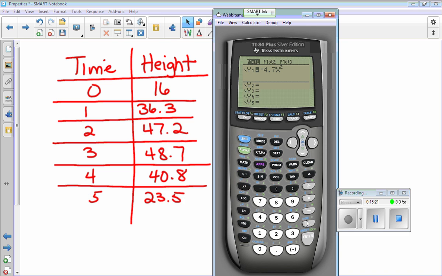So negative 4.7? Yep, that's what it said. 25x, and then was it 16? Okay. And I'm just going to graph it, and hopefully it graphs right on top of those points, and it did. Awesome. So that was the equation.